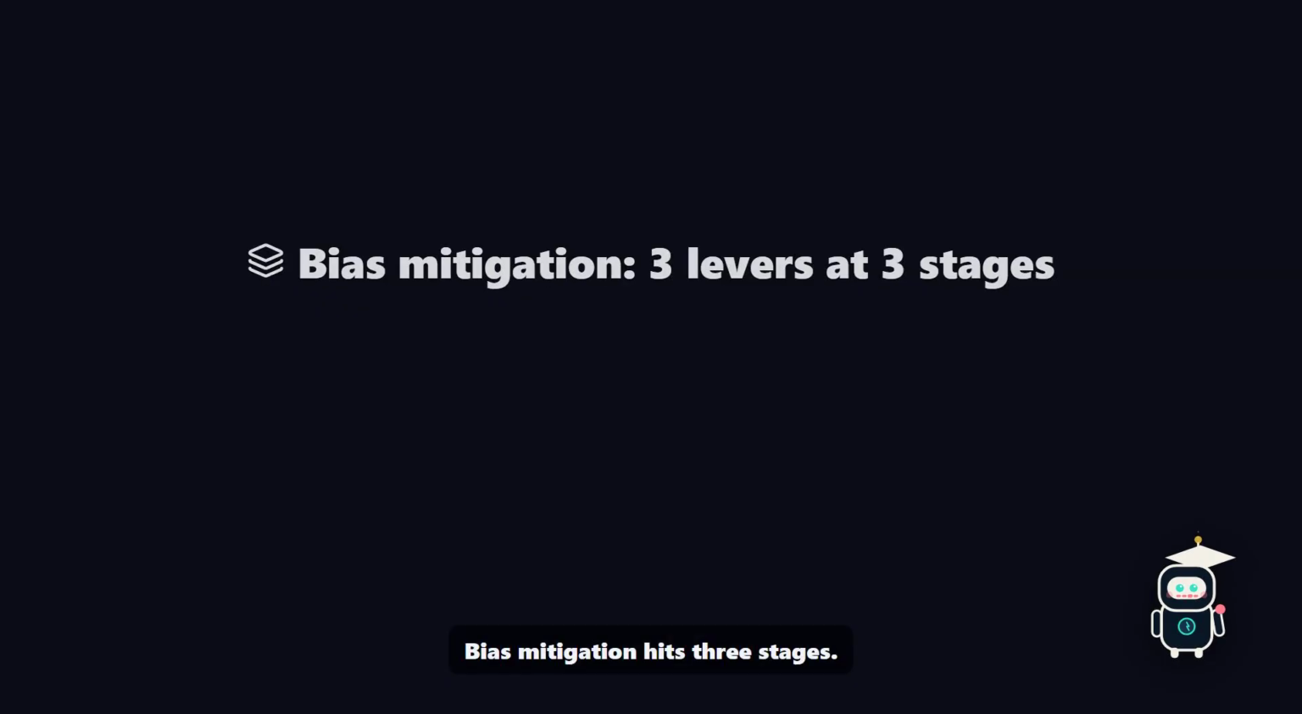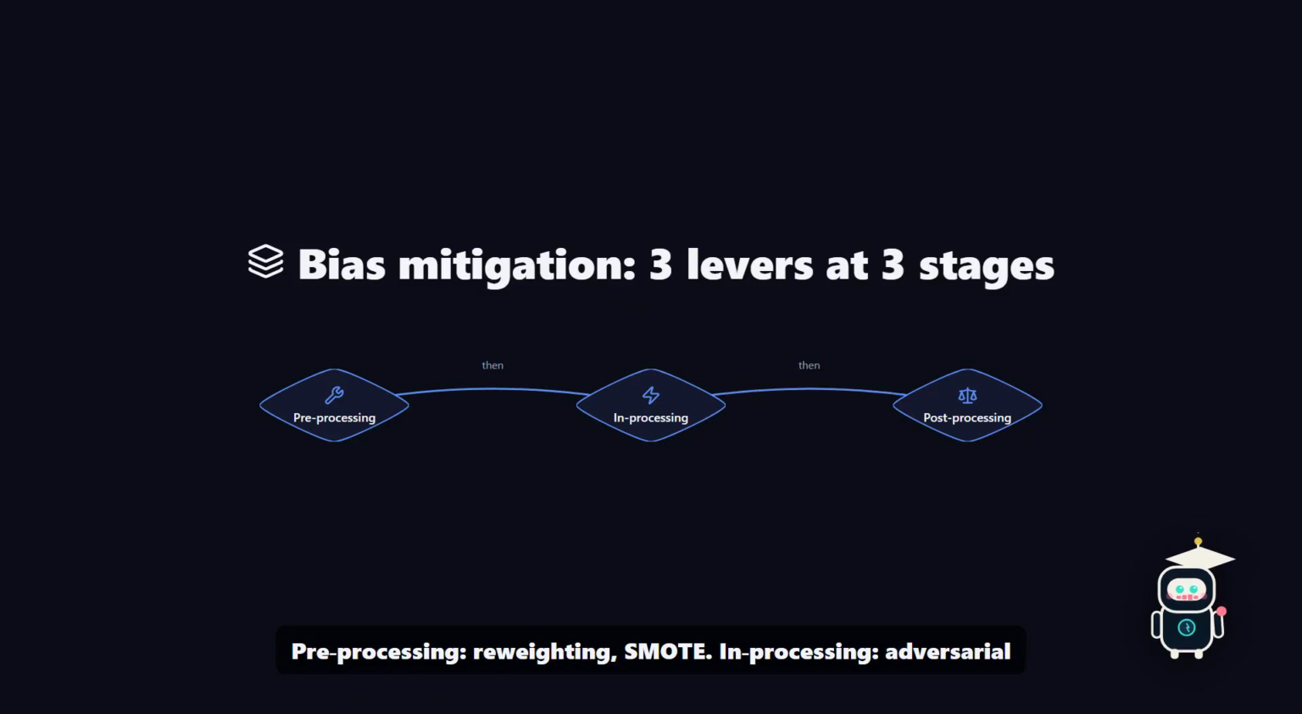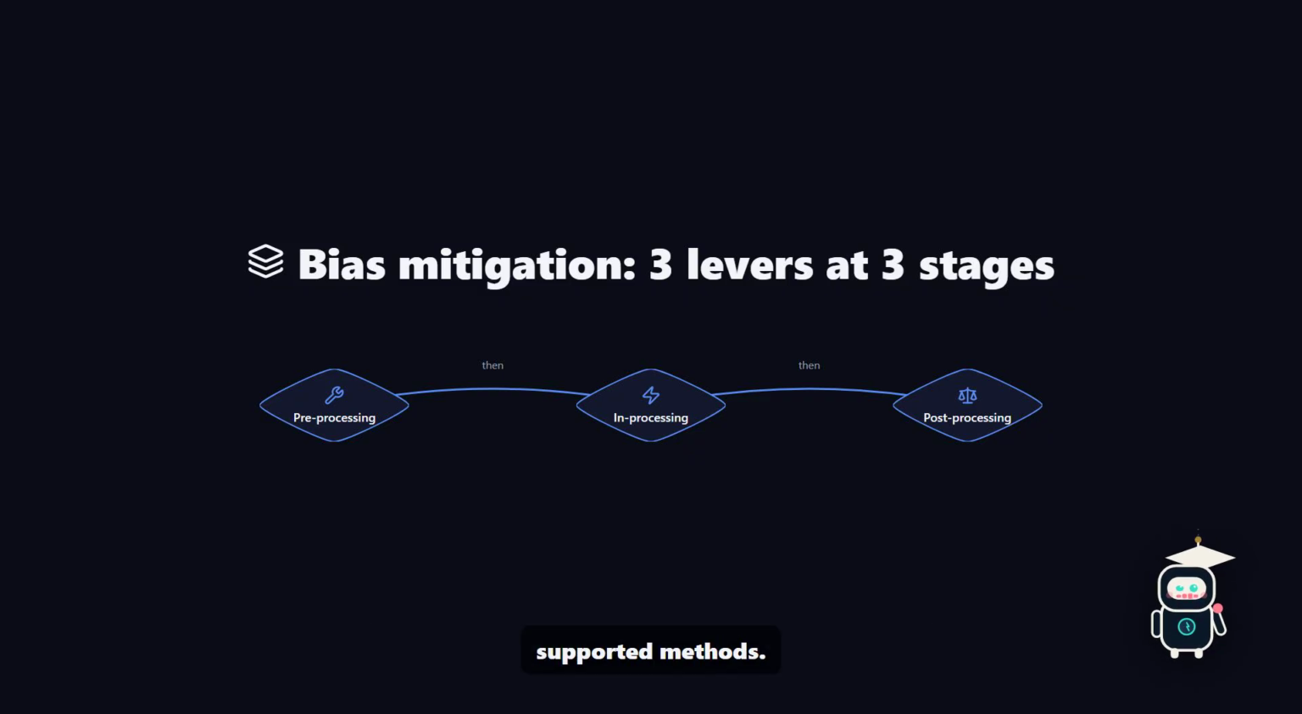Bias mitigation hits 3 stages. Pre-processing: reweighting, SMOTE. In-processing: adversarial debiasing built into the loss function. Post-processing: threshold adjustment per group. Libraries like AI Fairness 360 can help implement these techniques. Check the latest documentation for supported methods.